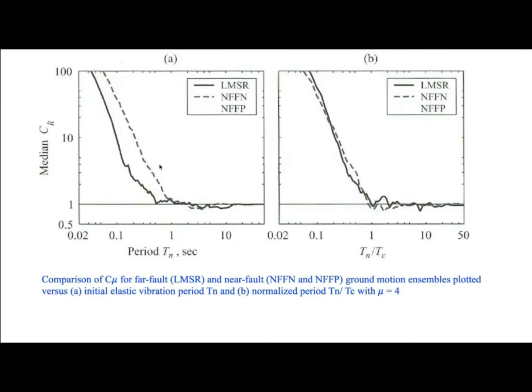Again, you can see, look at the behavior of the Cr, again, the peak value of the deformation ratio when the strength reduction is applied. So again, you can see variation in the near fault and far fault condition. But when you normalize them by Tc, there is no difference.